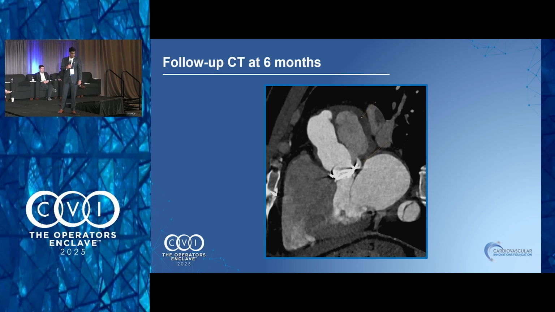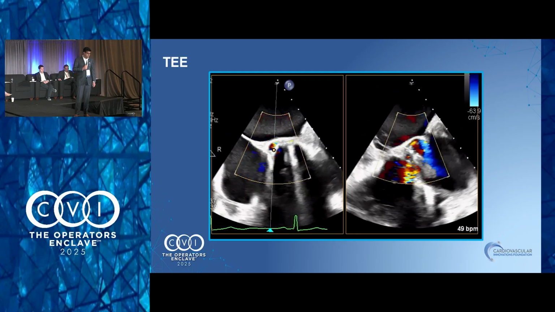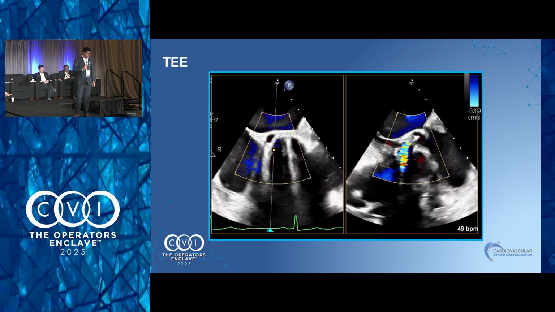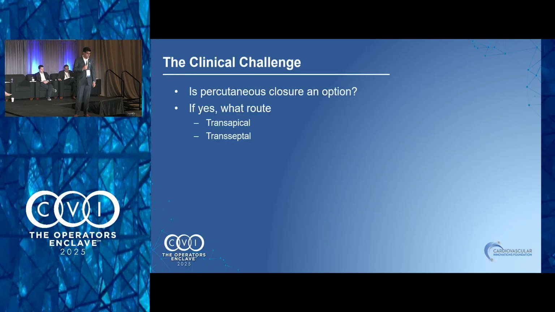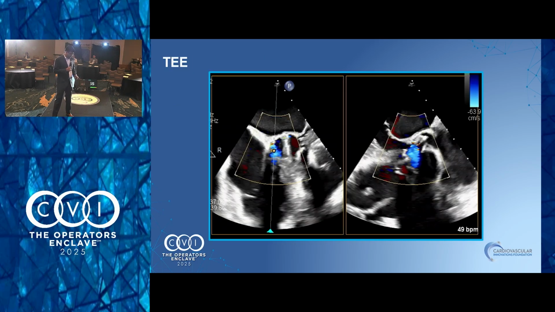This is the best image I could get. You can see the aorta and then the mechanical valve and then something next to it and then a big sac almost equal to the size of the aorta. The patient is actually asymptomatic overall. And these are some of the TEE images that we saw. I think the question now is, is percutaneous closure an option? And if yes, what route will you take? Okay, the panel. Let's see what you have to say.